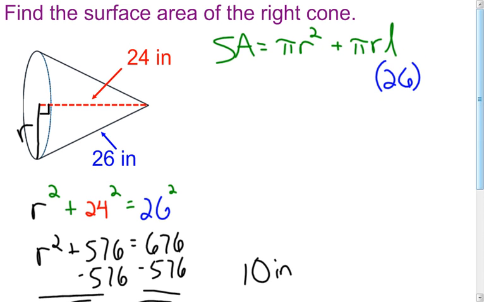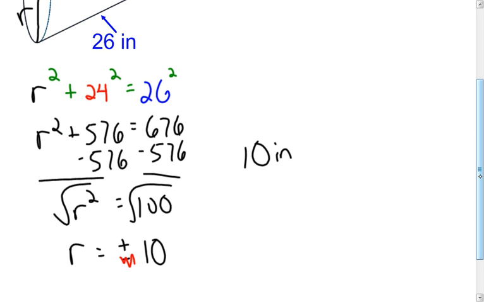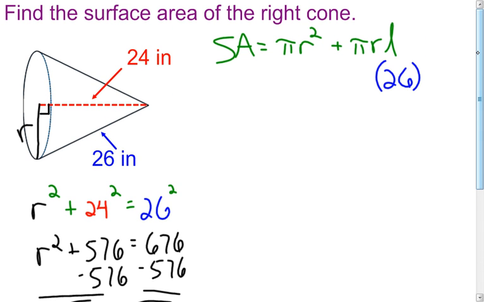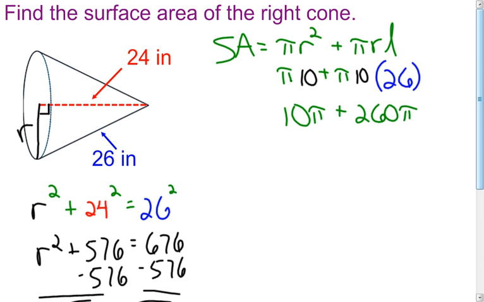Find the surface area. So now that I have the radius, I can take that. Actually, I'm just going to take this and move it. I know that my radius is 10 inches. I'm going to put it in everywhere I see r. Still have my pi. Plus pi times radius times slant height. So now I have 10 pi plus 260 pi. Oops, I forgot my square here. Thanks for telling me. Should have been squared there.